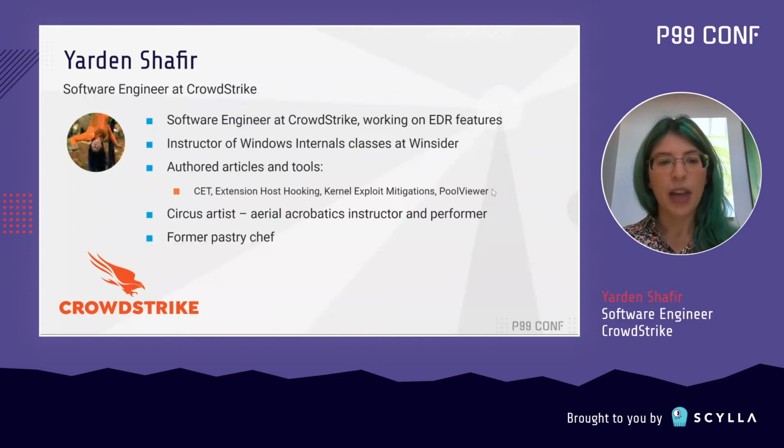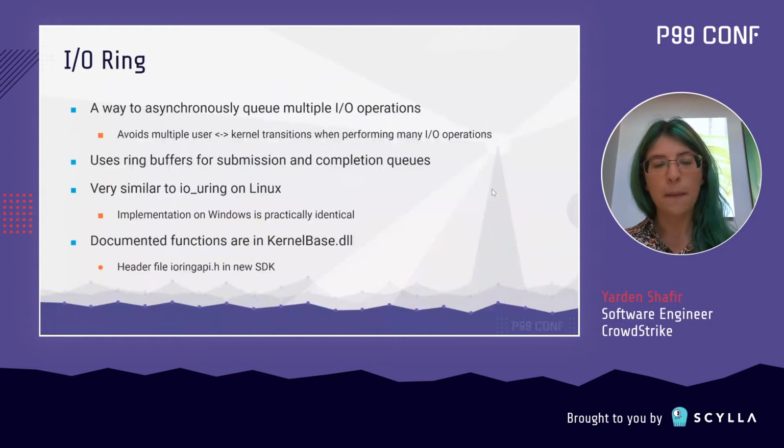Now onto the topic. I/O rings are something that is new on Windows, but isn't so new in the computer world in general. It's existed on Linux for a few years now under the name I/O ring, and basically it's a way to asynchronously queue I/O operations. Instead of reading one file and waiting for it to complete, and then writing to one file and waiting for it to complete, and then reading another file and waiting on that, you can queue a whole lot of different I/O operations to happen whenever they happen.